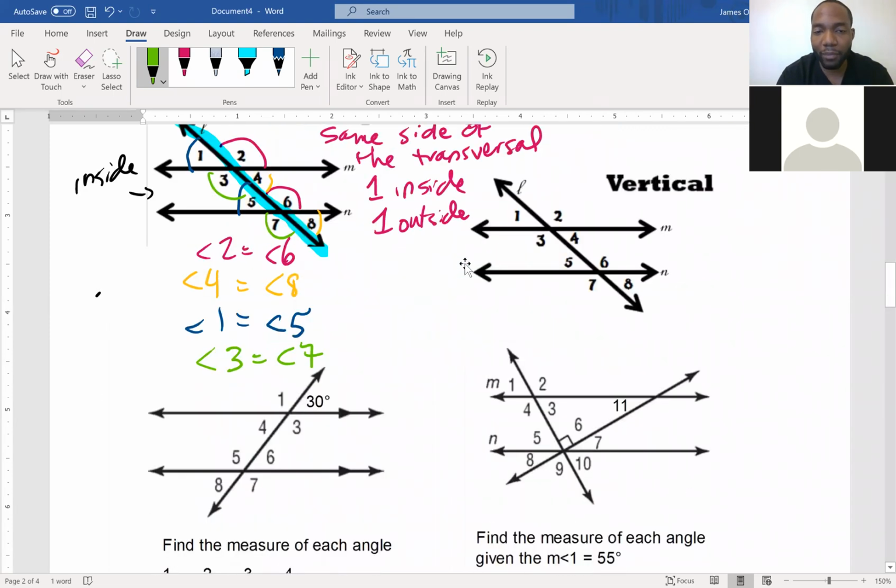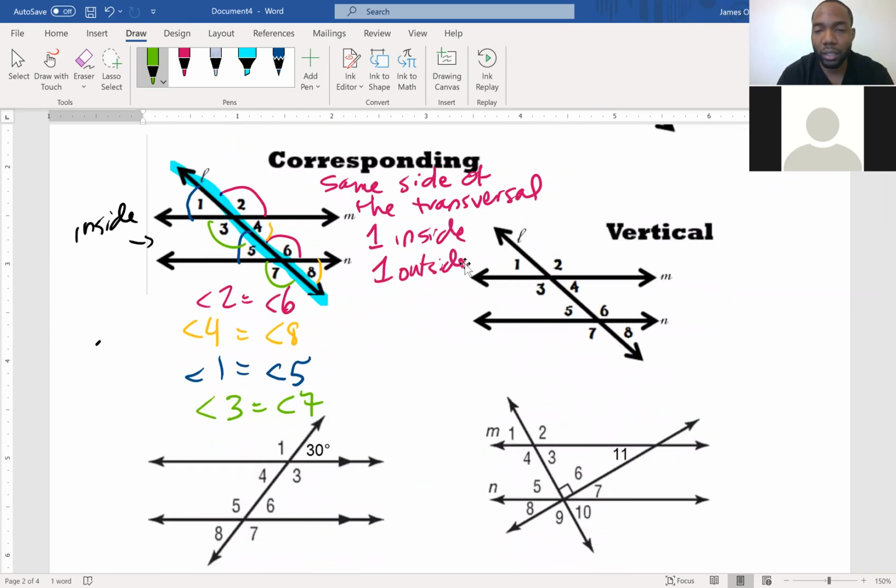And then the last type of angles are vertical angles. Vertical angles are the angles that are diagonal from each other.